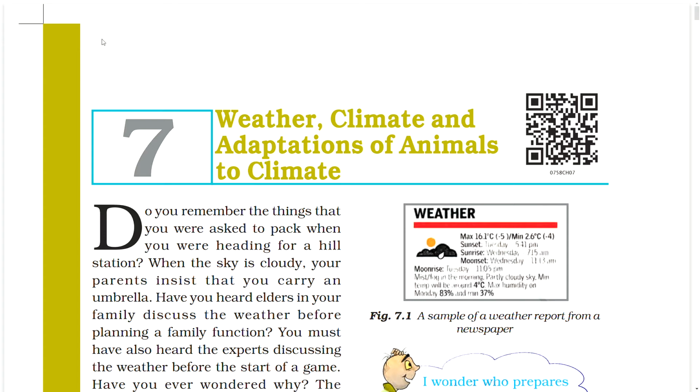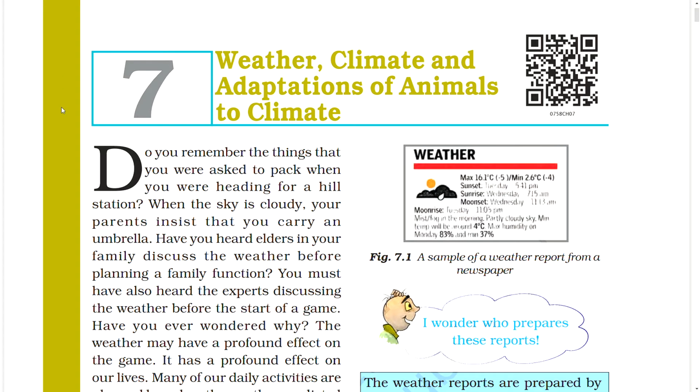7. Weather, climate, and adaptations of animals to climate. Do you remember the things that you are asked to pack when you were heading for a hill station? When the sky is cloudy, your parents insist that you carry an umbrella. Have you heard elders in your family discuss the weather before planning a family function? You must have also heard the experts discussing the weather before the start of a game.